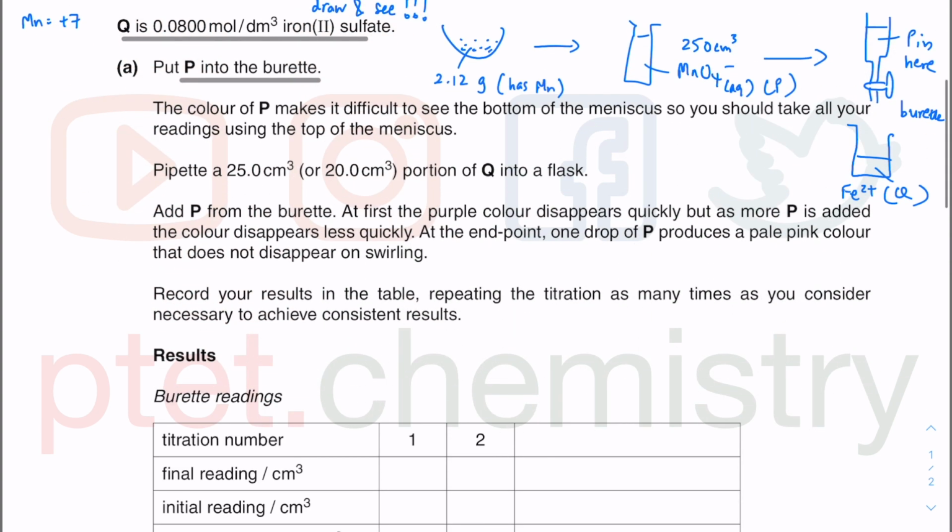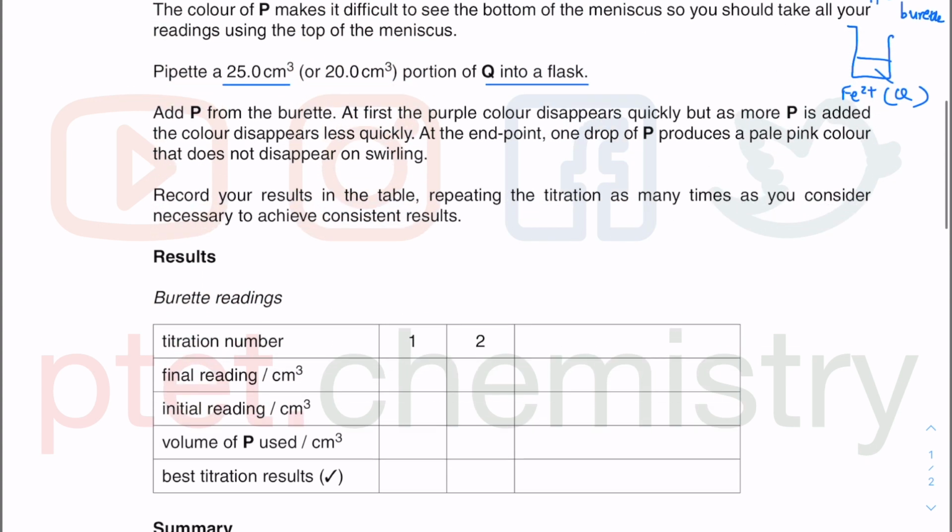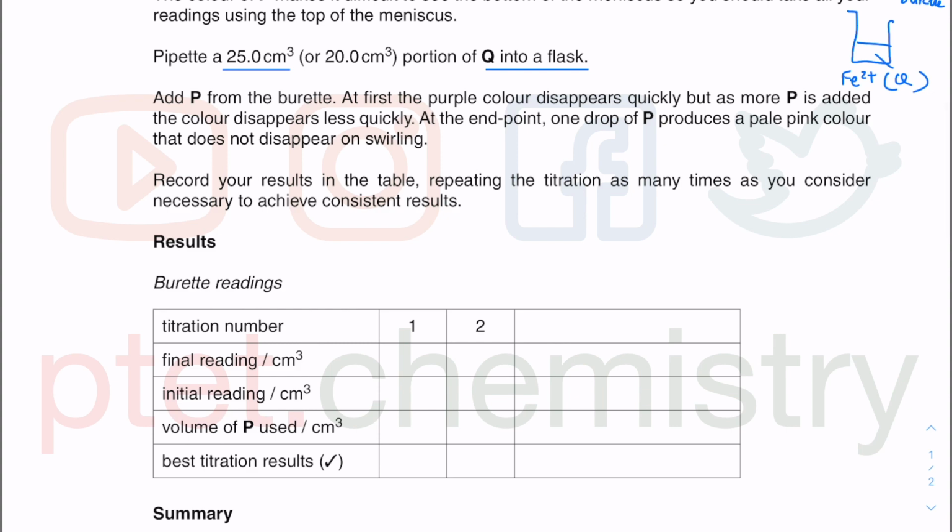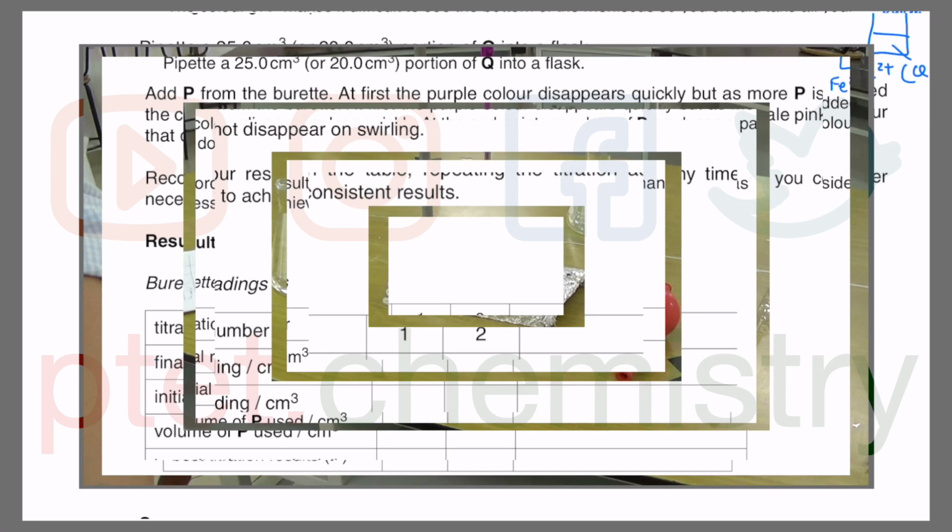Anyway, they did tell you to always take your readings using the top of the meniscus. That is what I would do as your supervisor as well. So just keep an eye out for these kinds of little things. Pipette out, not just put, but pipette out 25.0 cm3 of Q into a flask, and then you just do your titration. Okay, so I have actually done these titrations, the demonstration of which I will show in the latter part of this video.